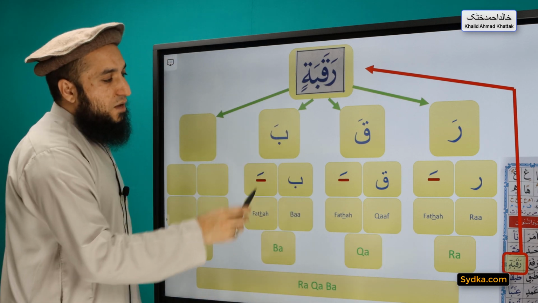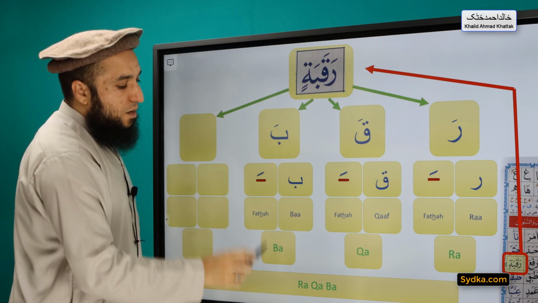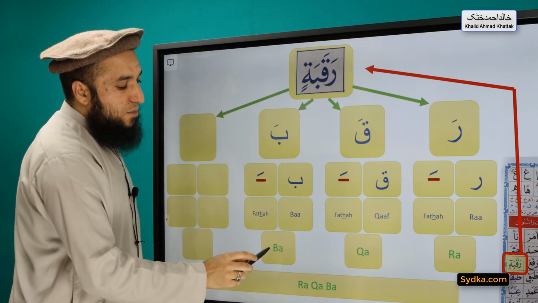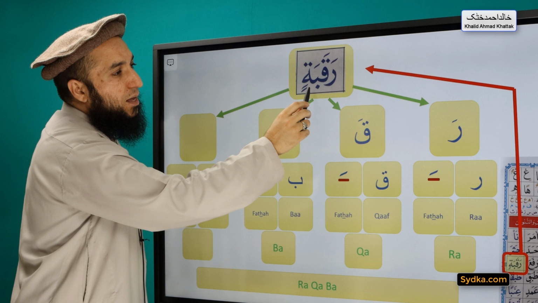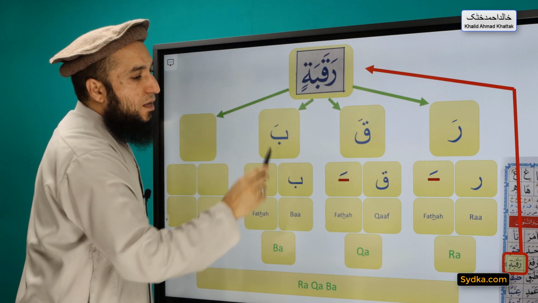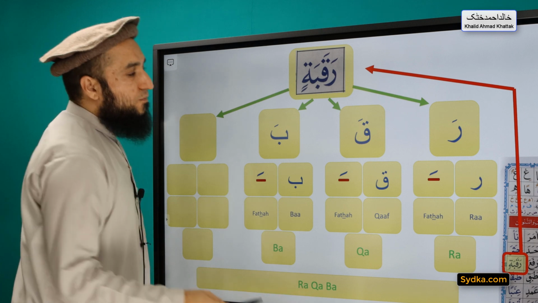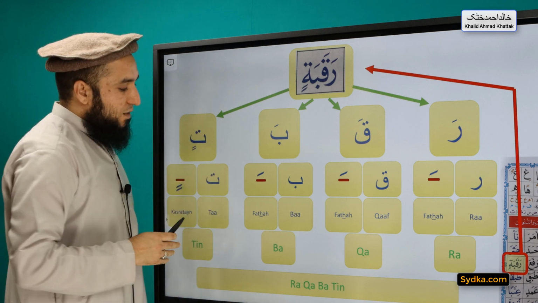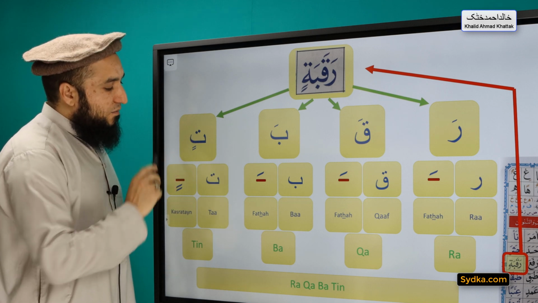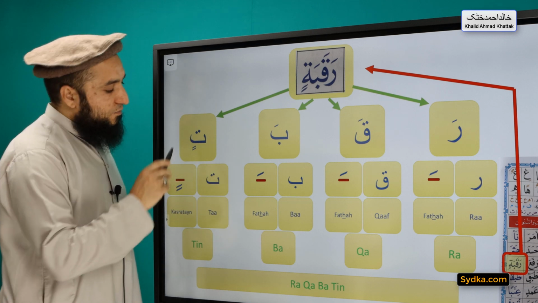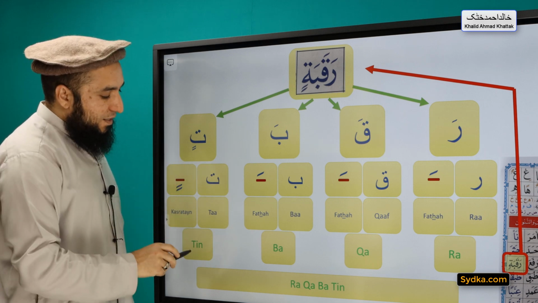The third syllable we have is ba fatha ba. Ba is not silent, and we have fatha. Ba fatha ba. We combine these 3 syllables together. We have raqaba, raqaba. So the 4th syllable we have is ta kasratain tin. Ta is not silent, and we have haraka kasratain. Ta kasratain tin.